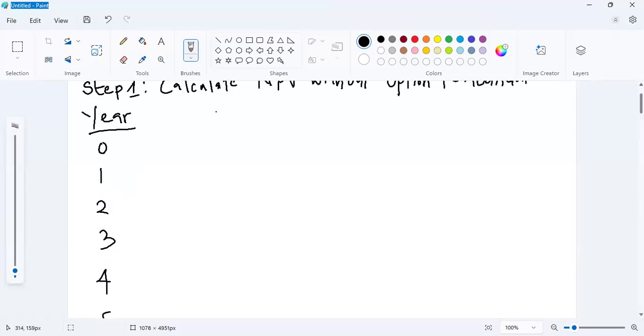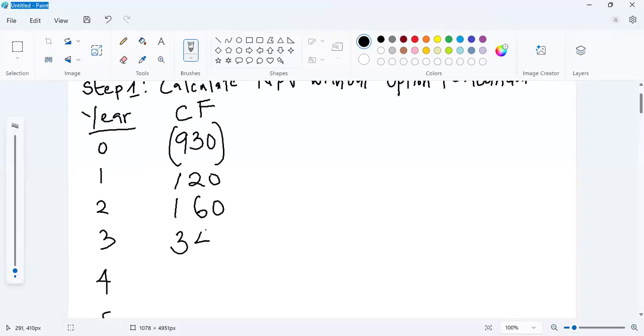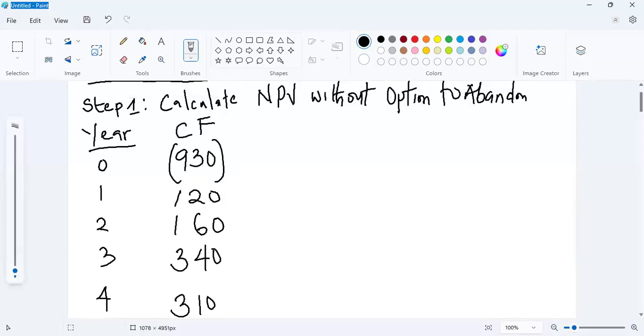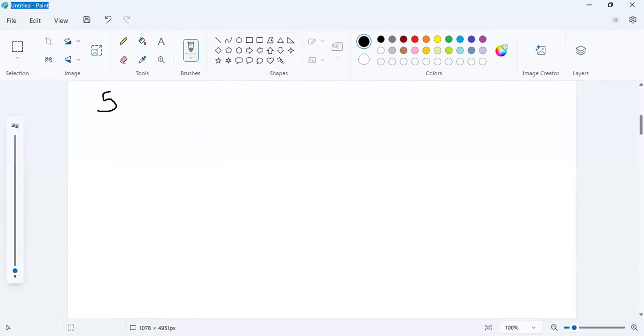Then the cash flow. In year 0, we have 930. Year 1, how much, please? 120. Year 2? 160. Year 3? 340. Year 4, 310, and year 5, 440.